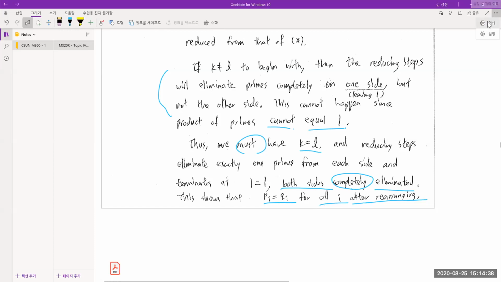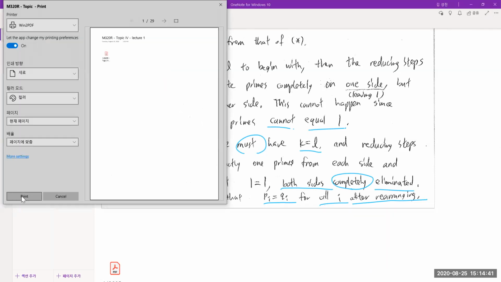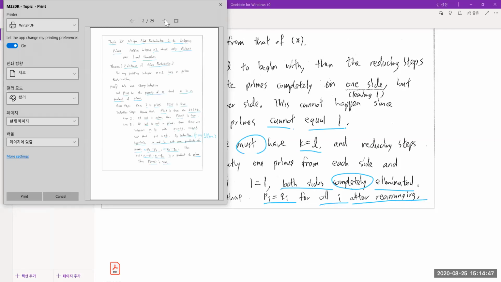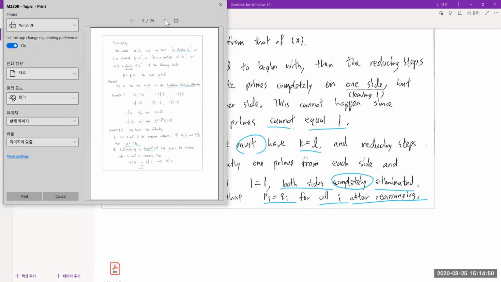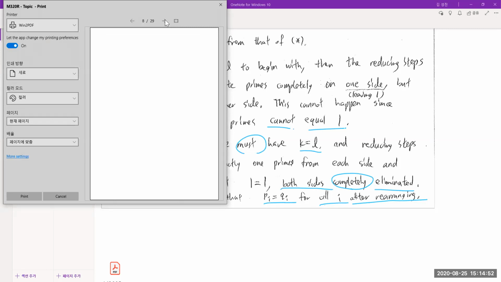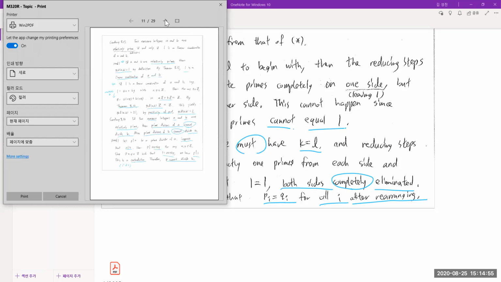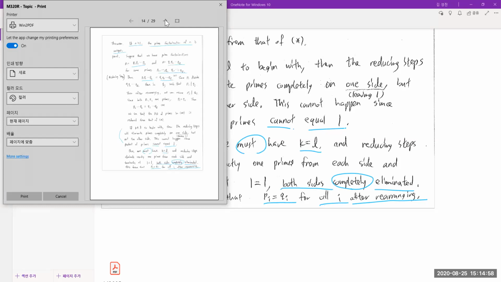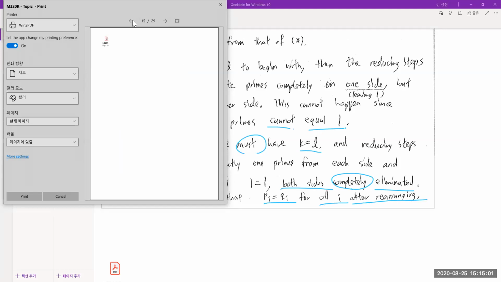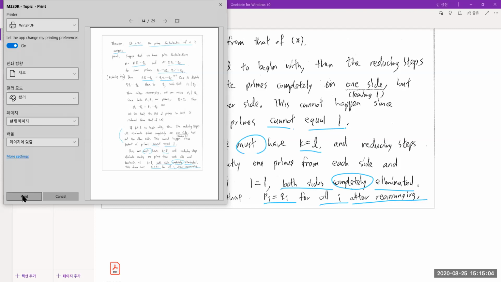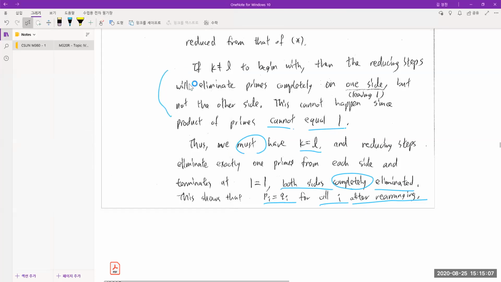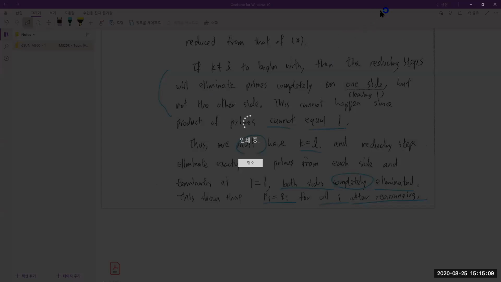So I will stop at this point for today, and I will be including this annotated notes in one PDF and uploading it on the Canvas. So this is how I will organize the Canvas. While this is printing the PDF, I will share the Canvas page.